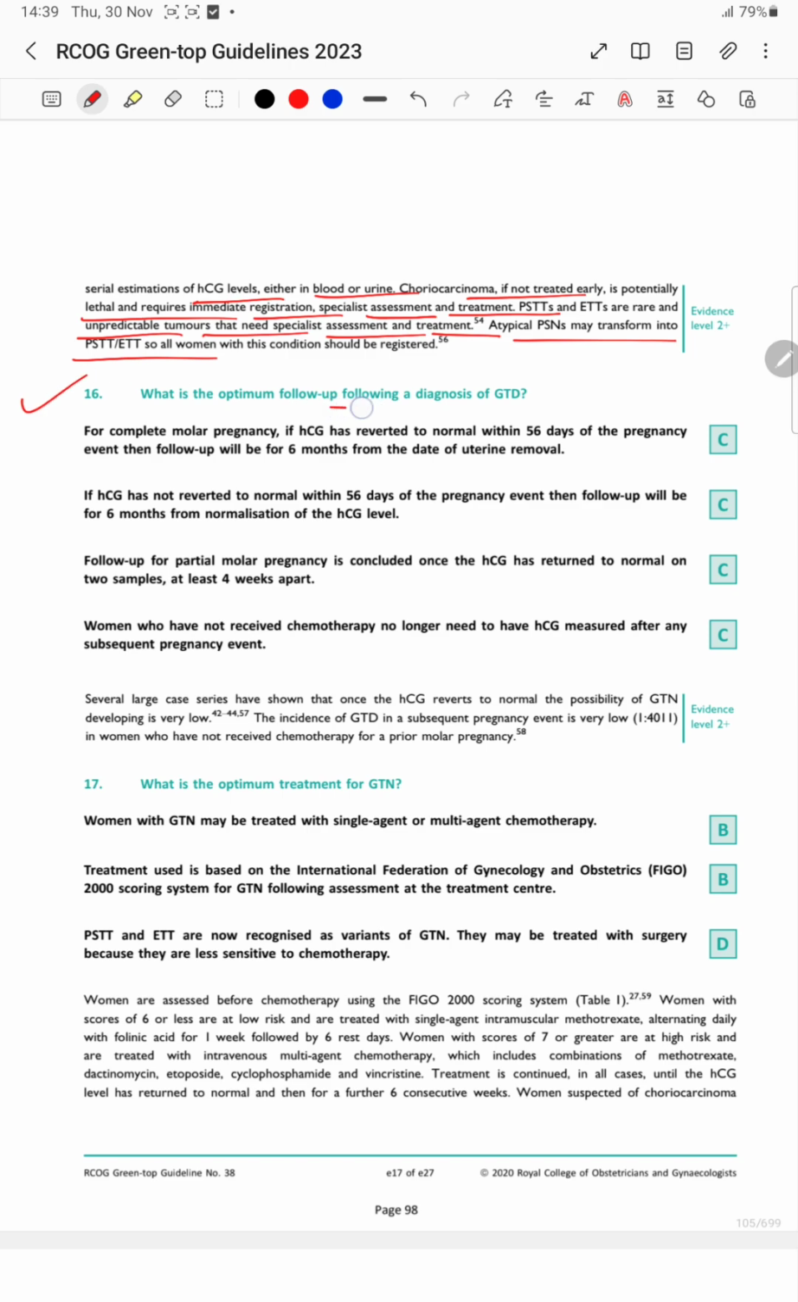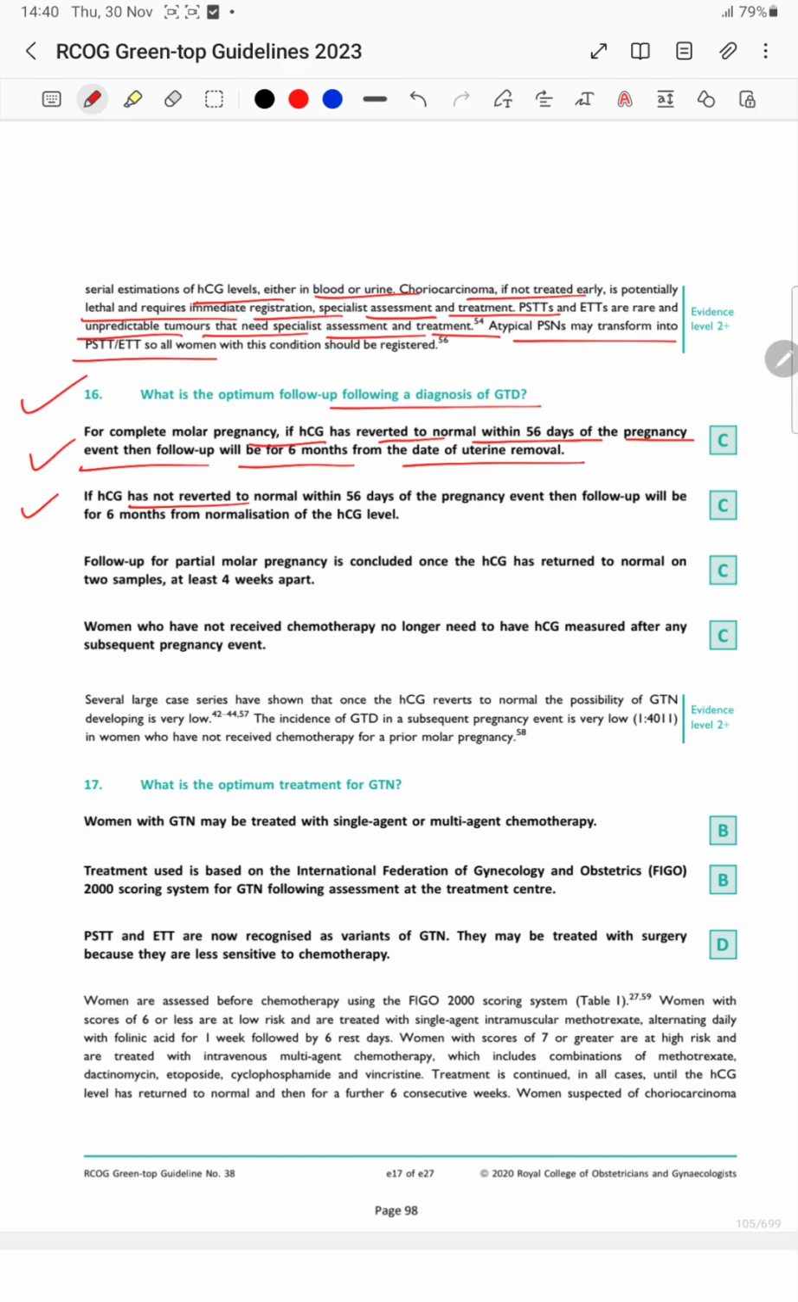What is the optimum follow-up following a diagnosis of GTT? For complete molar pregnancy, if the HCG has reverted to normal within 56 days of the pregnancy, follow-up will be for 6 months from the date of the uterine removal. And if the HCG has not reverted to normal within 56 days of the pregnancy, then follow-up will be for 6 months from the normalization of the HCG levels.